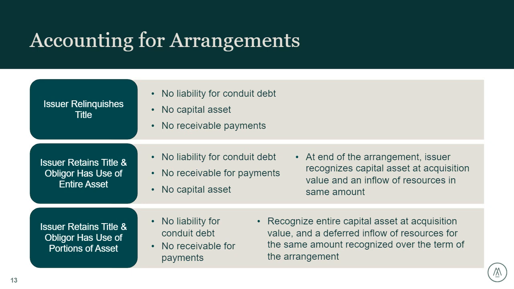The third item here, issuer retains title and the obligor only has use of portions of the asset. No liability for conduit debt, no receivable for payment, but you do recognize the entire capital asset at acquisition value and a deferred inflow of resources for the same amount recognized over the term of the arrangement in a rational way.